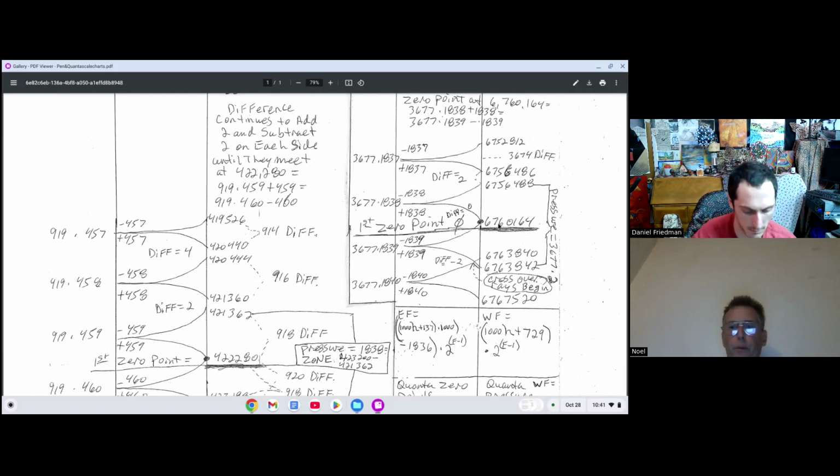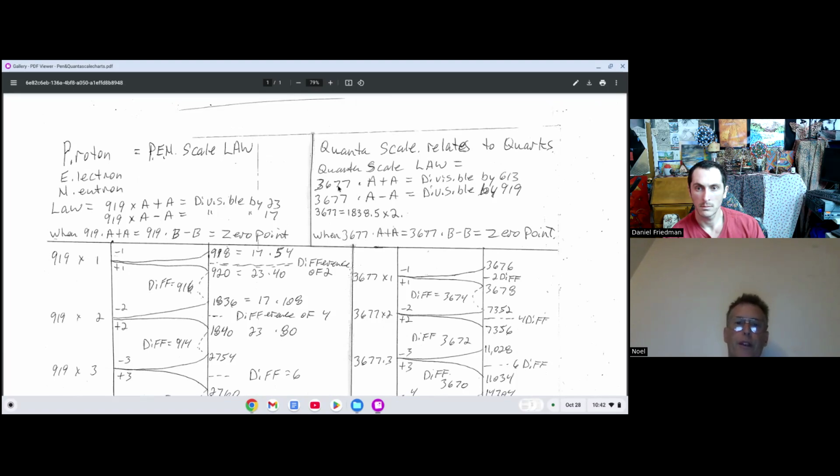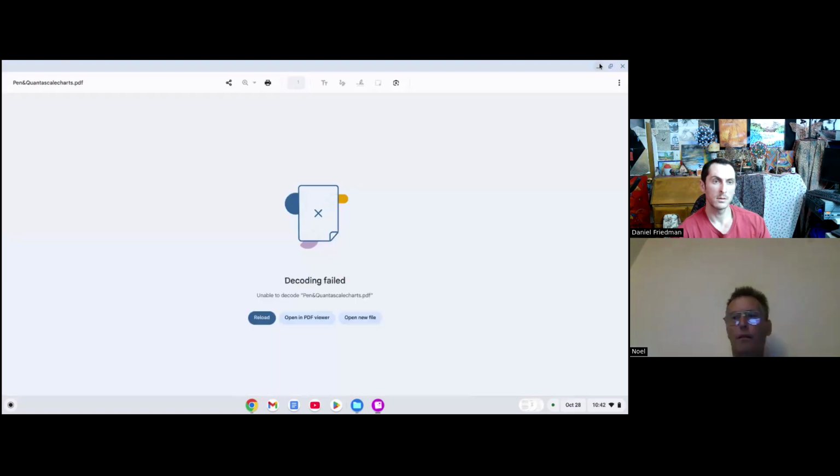So the 0 point for this number is 6760164. Now, what's interesting about these things is that this number here multiplied by this number here, 3677, times 2 is equal to the total number of vectors in the tetrahedron with 3,677 spheres to its edge length. The tetrahedron with 919 spheres to its edge length has exactly 422,280 times 1838 total number of vectors. So remember, this is about a vector construction which might be able to model all the associated behaviors.